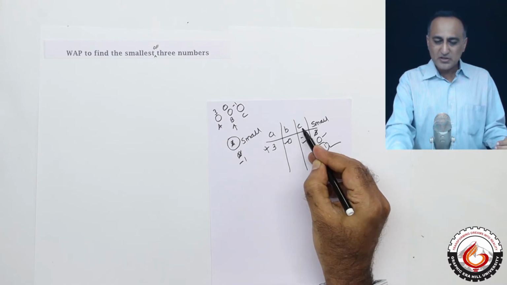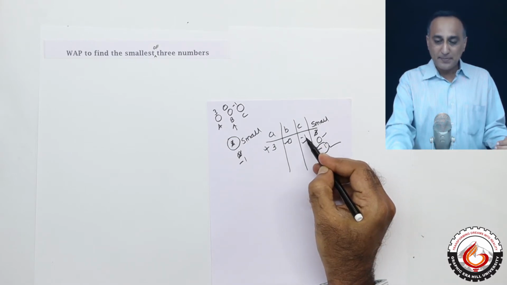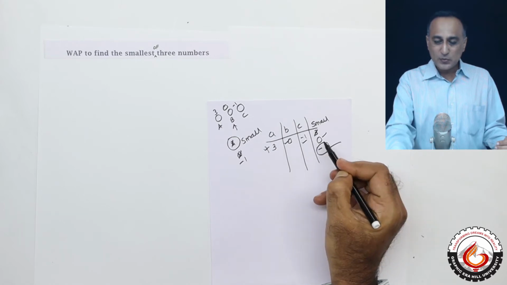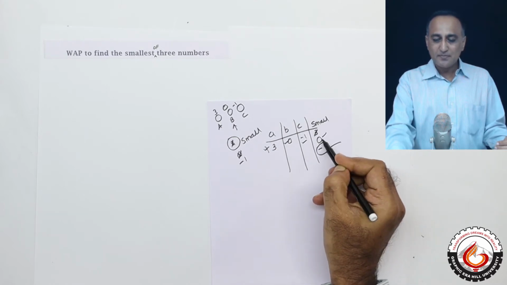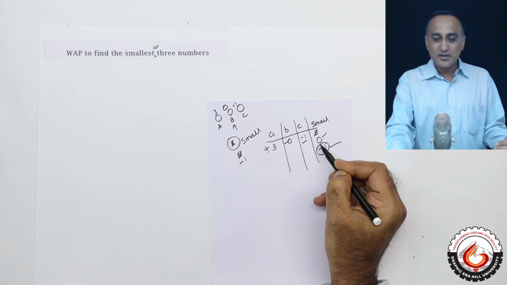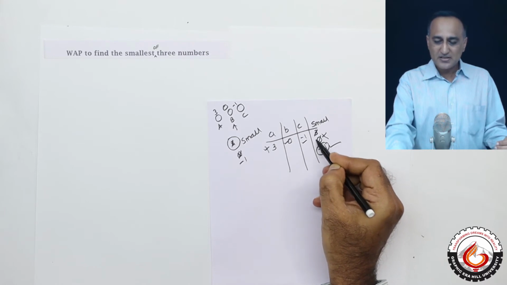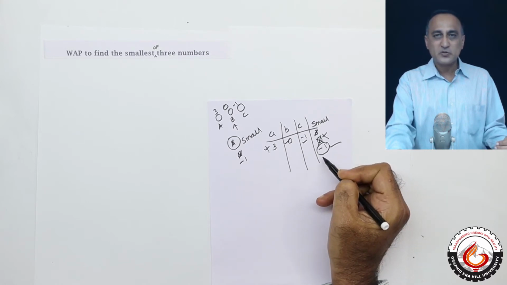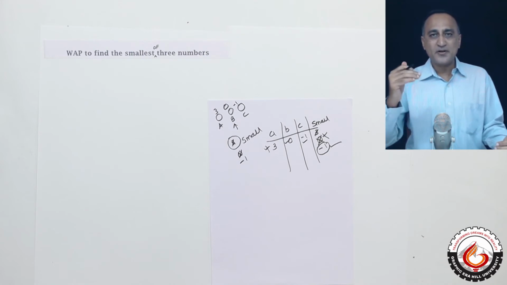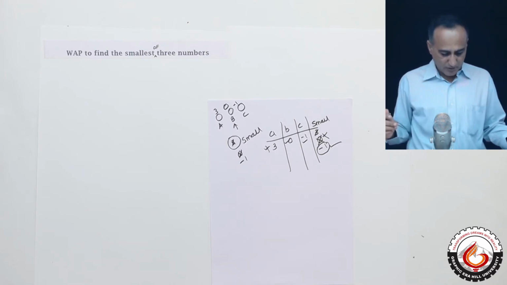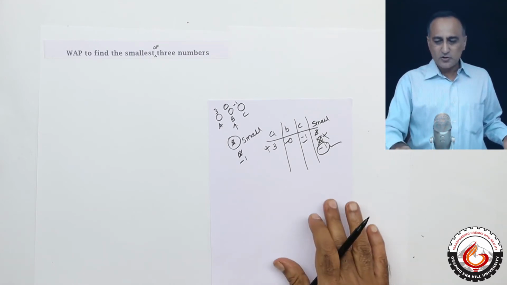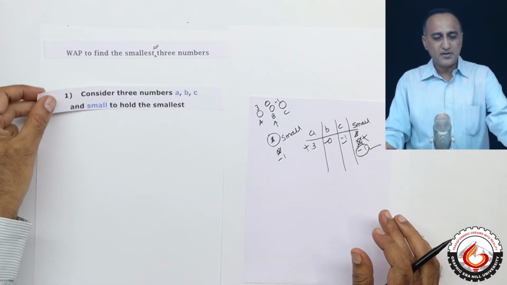Then I take a look at C. C is minus 1. I compare minus 1 in C with 0 in small. Now this also is replaced. My new small is minus 1 and then I go about to print the value of small as minus 1. So if I have to run through the logic, this is how I would do it in pseudocode.